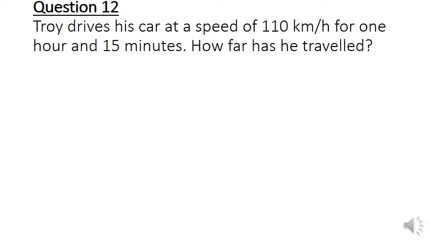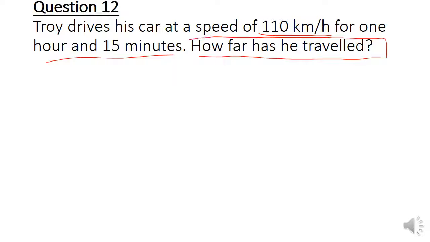So with 12, Troy drives his car at a speed of 110 kilometers per hour for 1 hour and 15 minutes. How far has he traveled? So again, we're wanting to know, it's a distance problem. We want to know the distance that he's traveled. And we could use our dual number line again.